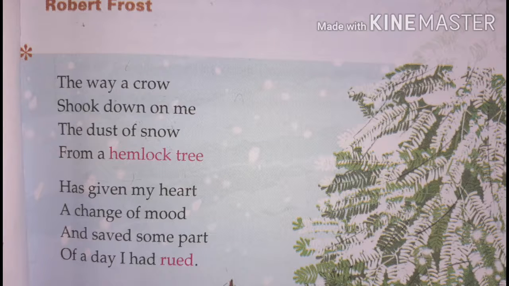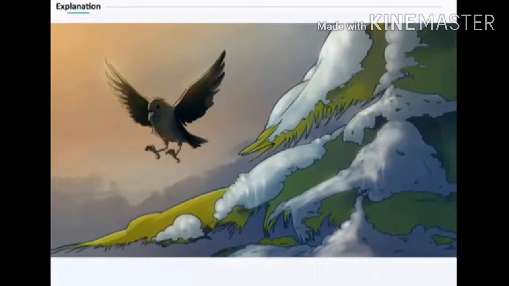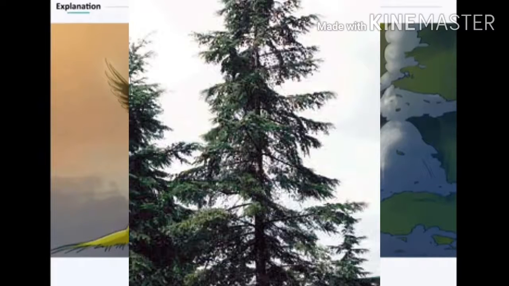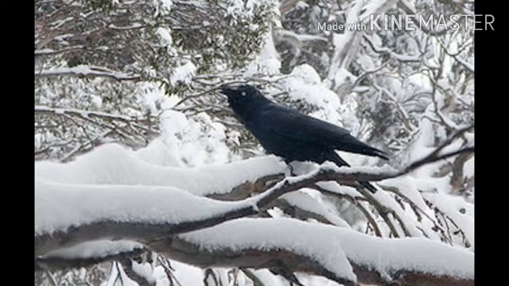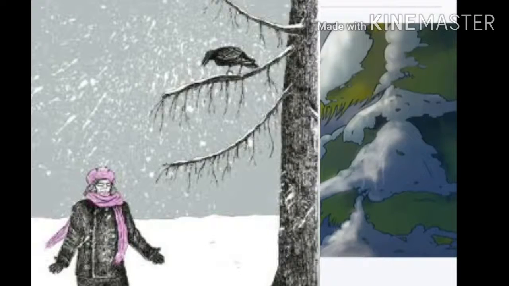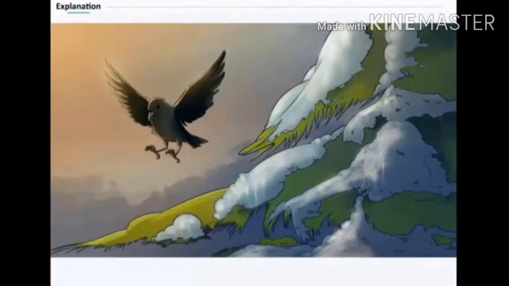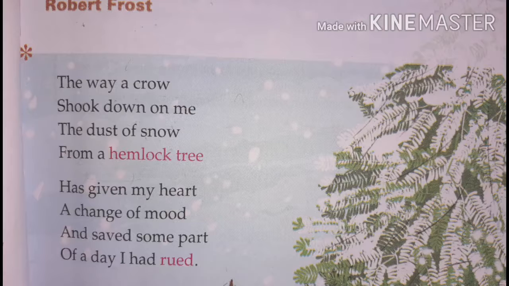Let us see the first stanza of the poem. The way a crow shook down on me the dust of snow from a hemlock tree. So this is the first line. One day the poet was sitting under a tree, that is, a hemlock tree. At that time a crow shook the dust of snow on him. The crow was sitting on the tree and the poet was sitting under it. The crow shook its feathers, which had some snow particles, so that dust of snow fell on the poet. So it is given in the first line.